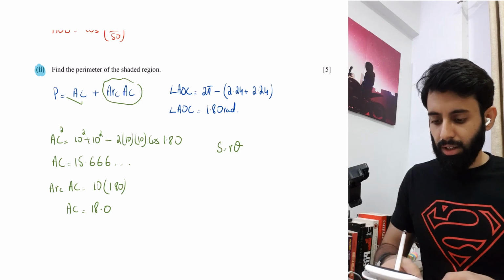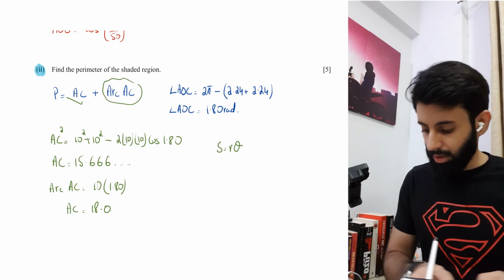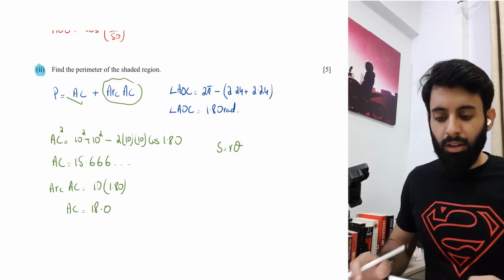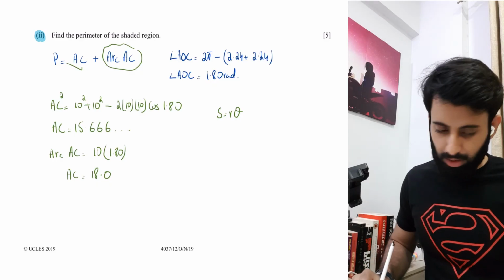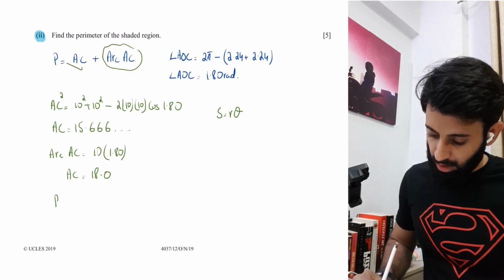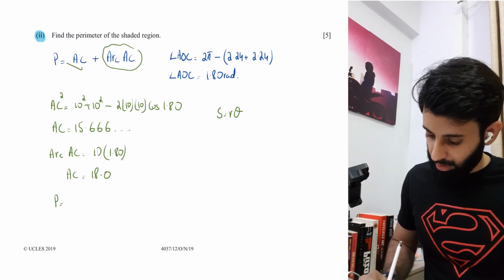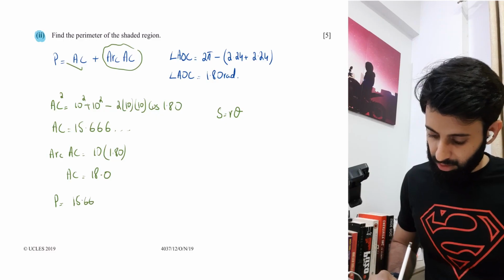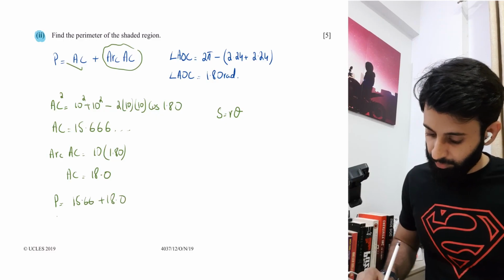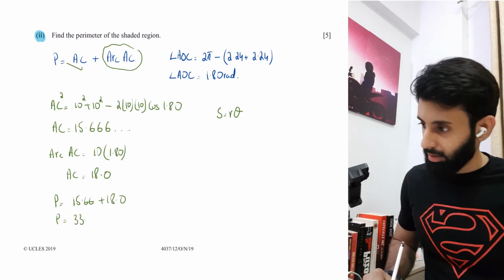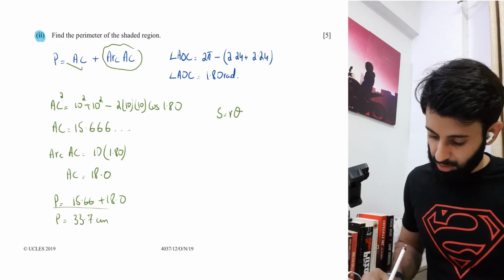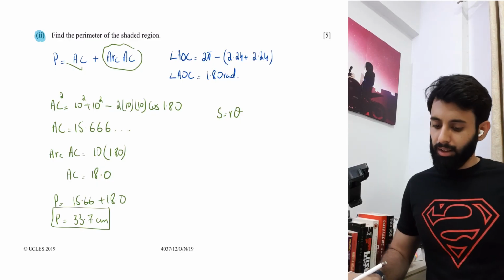And then I already have the length of AC, so I'm just going to add 18 to get the final answer. So I'm looking at 33.666. The final answer, I'll write over here what I've done. So I've done 15.66 plus 18.0. So the perimeter is equal to 33.7 centimeter, which is the final and the correct answer.